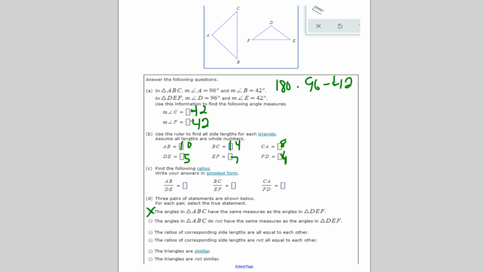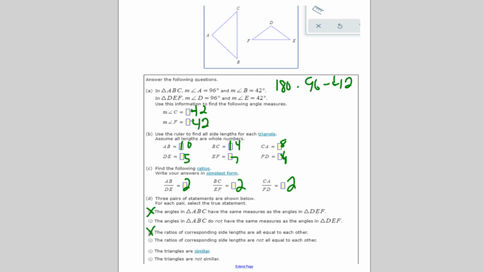Then we're going to divide each of those. So AB divided by DE, which comes out to be 2, BC divided by EF, which is also 2, and 8 divided by 4, which is also 2. Sometimes these do come out to be fractions, so don't be afraid if it comes out to be a fraction. We now can answer the second part of question D. Are the ratios the same? All these ratios are also the same, so I'm going to say yes, they're the same.